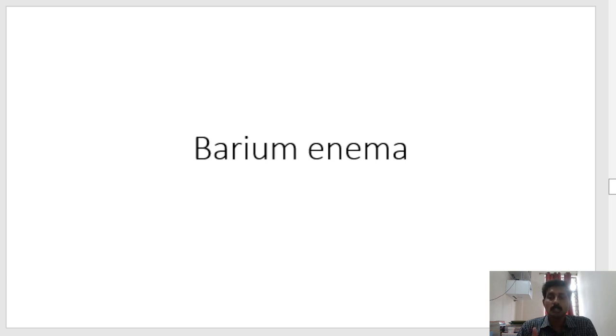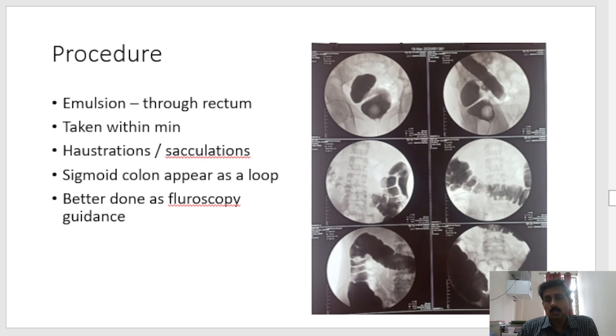We should take the barium contrast material into the large intestine. That is called enema. Anything passed through the anal canal is called enema. So the procedure is called barium enema. The emulsion is passed through the rectum. You put a catheter into the anal canal and you pass the emulsion into the rectum. You have to take the picture within minutes.